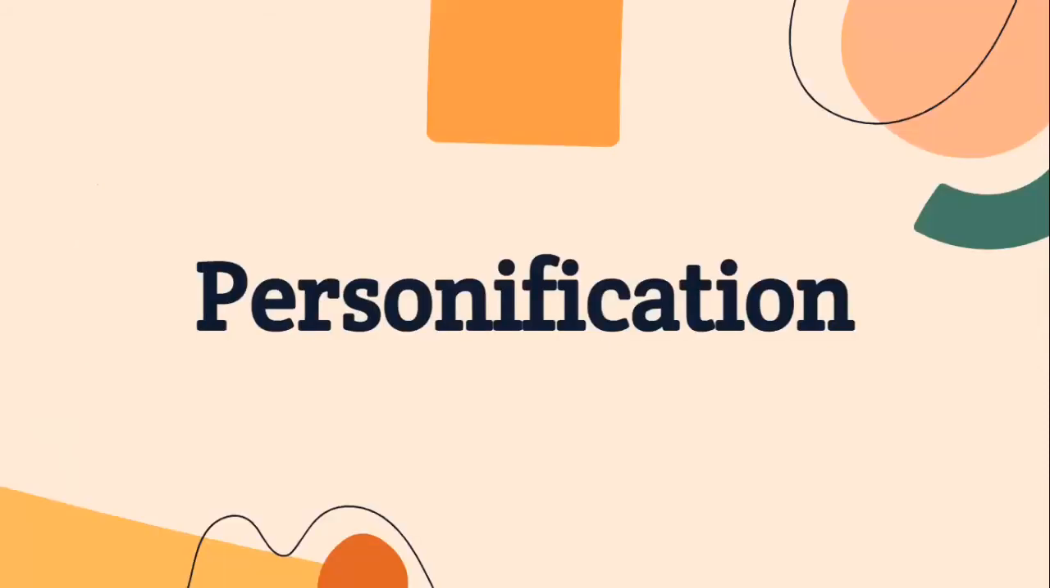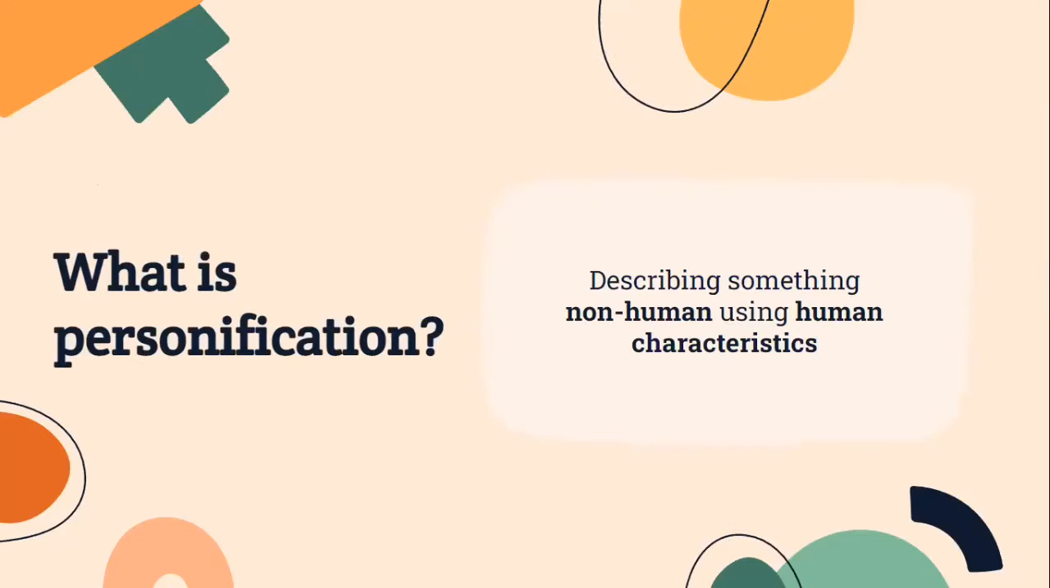What is personification? Well, let's look at the word. We can see the word person and phi. Person, or you could also say human, and phi basically means embody or make into. So if we put them together, it means something embodying a human quality. The definition of personification is describing something non-human using human characteristics.